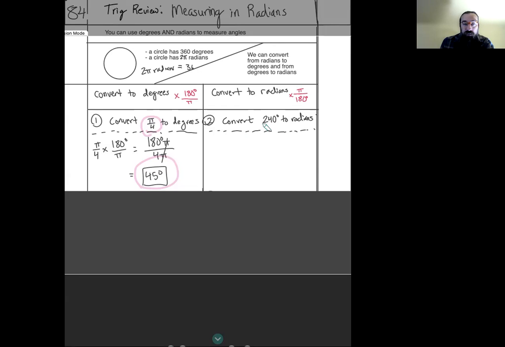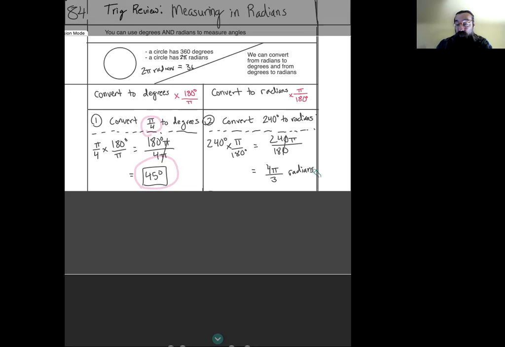Similarly, if I take 240 degrees and I want to turn it into radians, I'll multiply it by pi over 180. So times pi over 180 degrees. So that's 240 pi over 180. And now we need to simplify. So we need to think what fraction is 24 over 18. And when we simplify 24 over 18, we're going to get 4 pi over 3 radians.